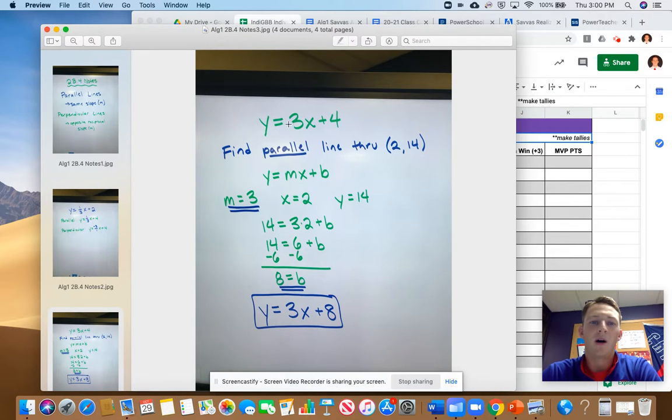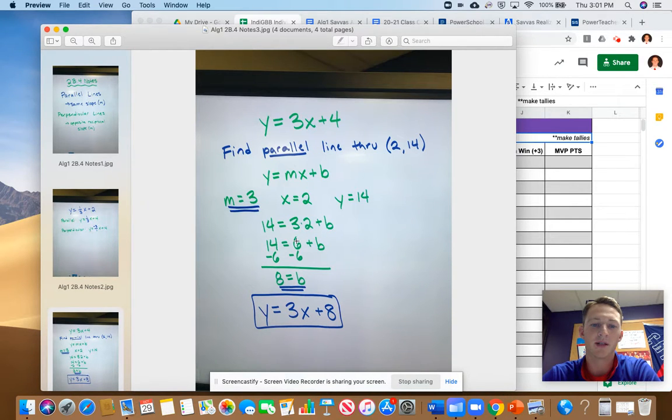Here in this example, we have y equals 3x plus 4, and we want to find the line that is parallel to this line and passes through the point (2, 14). So we are going to start a fresh line with y equals mx plus b. Our slope, since it's parallel, is going to be the same, so our m is 3. Our point gives us the x value to plug in and the y value to plug in. So instead of y equals mx plus b, we have 14 equals 3 times 2 plus b. I just plugged in these values to their letters, to their variables. Now we are solving for b.